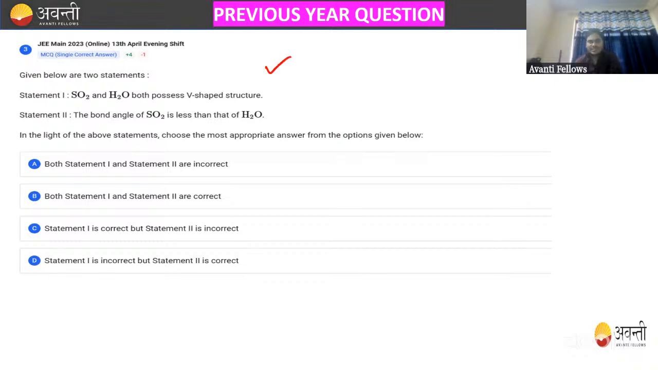We have two statements. Statement one is: SO2 and H2O both possess V shape. Is this correct? बिल्कुल करेक्ट. अभी देखा था SO2 और H2O दोनों क्या होते हैं? V शेप का शो करते हैं. इन दोनों का स्ट्रक्चर बेटा ऐसे होता है.